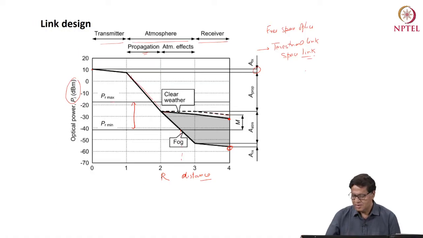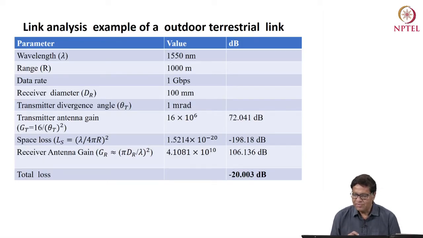So based on this understanding, let us see the different values of system parameters for a terrestrial link and a space link. So this is an example of a terrestrial link where I have considered one wavelength, which is 1550 nanometers. This is the same as used in optical fiber communication systems. The distance which I am referring to is 1 kilometer, and I am interested in transmitting 1 gigabit per second of information. The receiver diameter I have used is 100 mm, and the divergence angle theta t, or you can write theta divergence, is 1 milliradian.